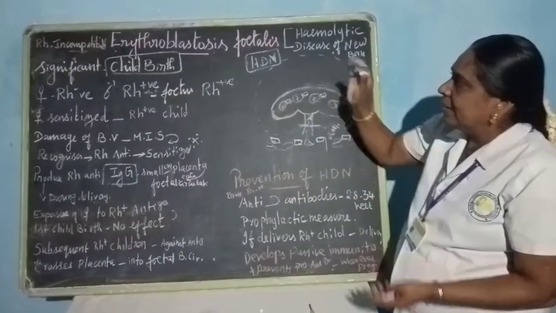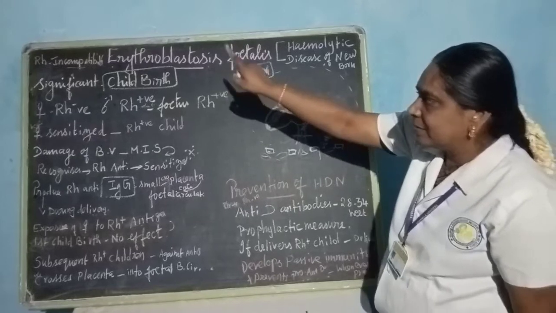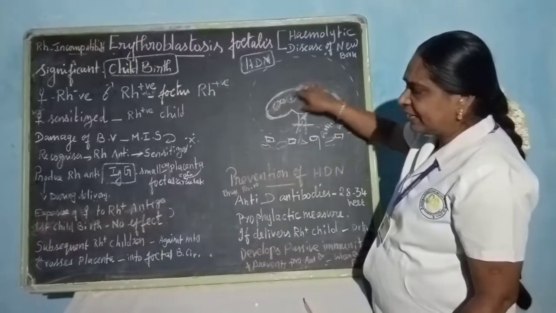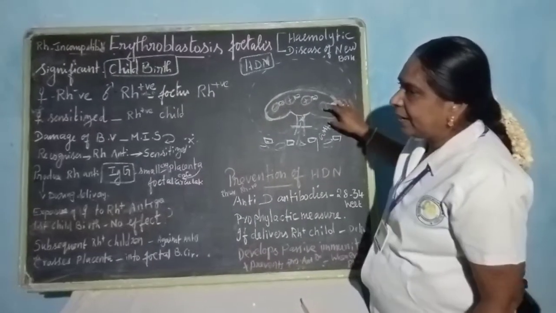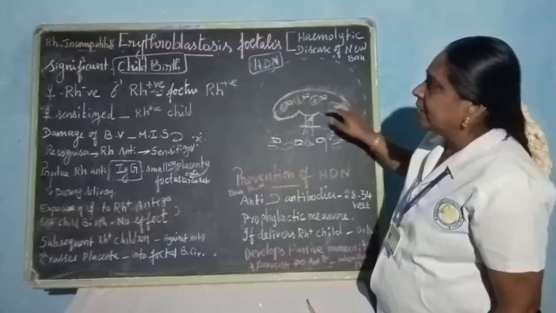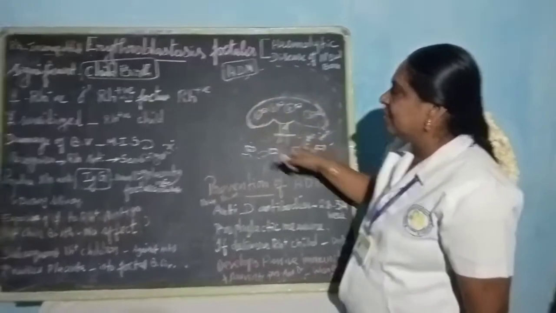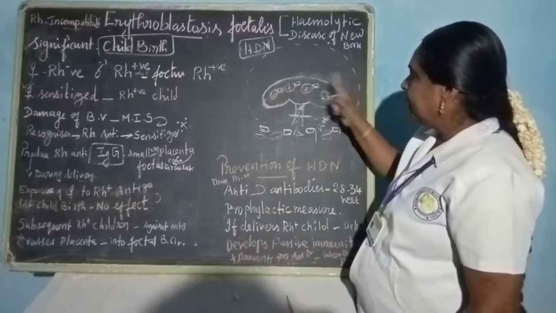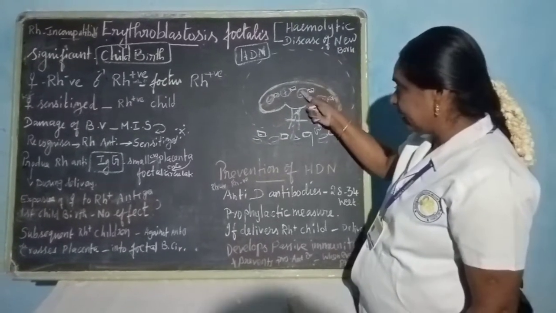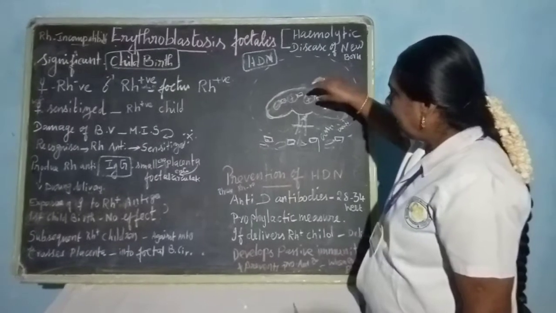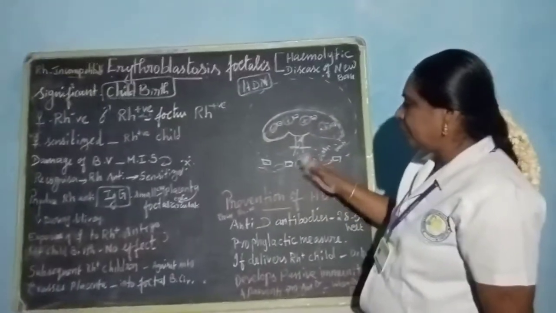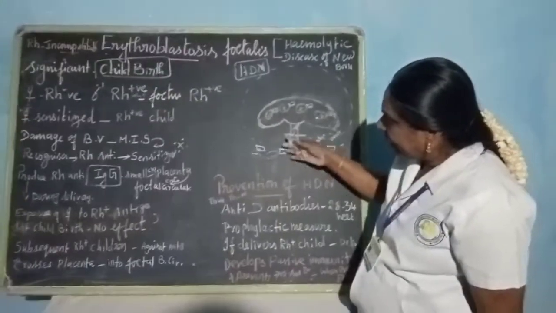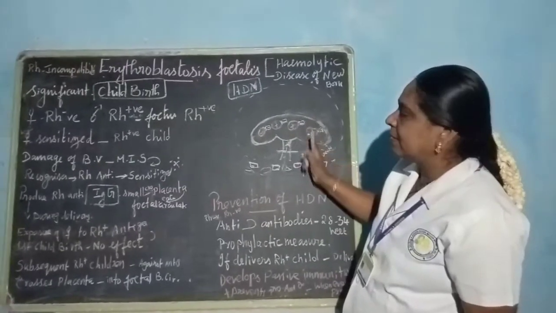This is called erythroblastosis. Erythro means erythrocyte, that is RBC. This is not blastocyst, we already learned that; it is the fetus, not a completely developed embryo. So erythroblastosis fetalis: the erythrocytes of the fetus are attacked by the antibodies produced by the mother, which are against the antigen. Which antigen? The Rh positive, the D antigen.